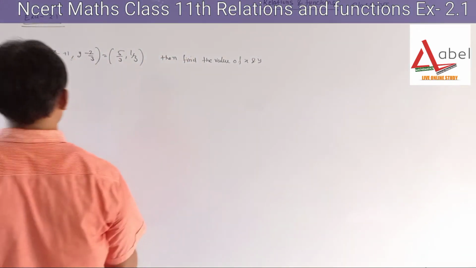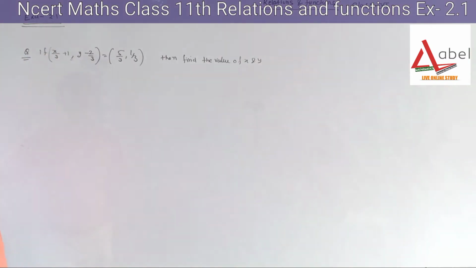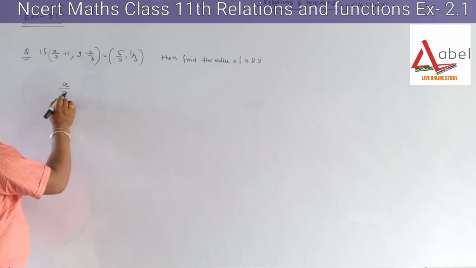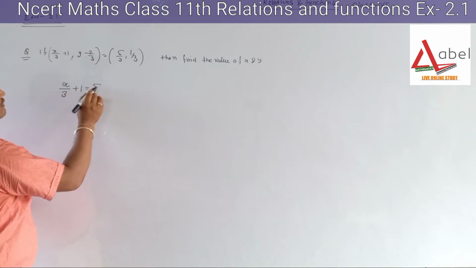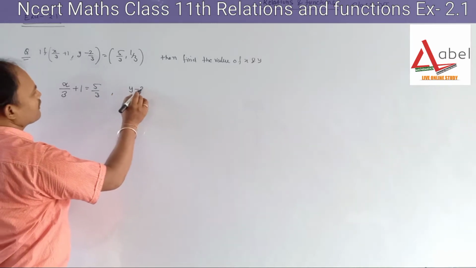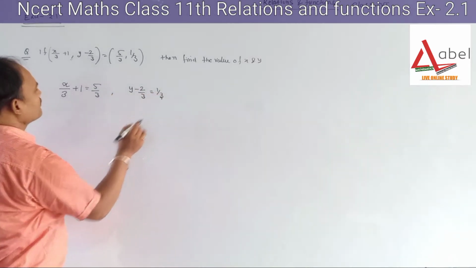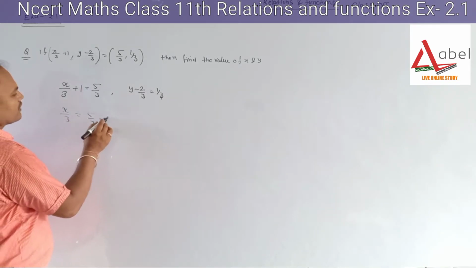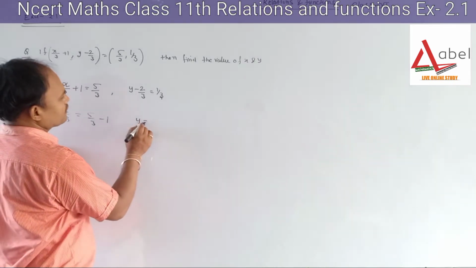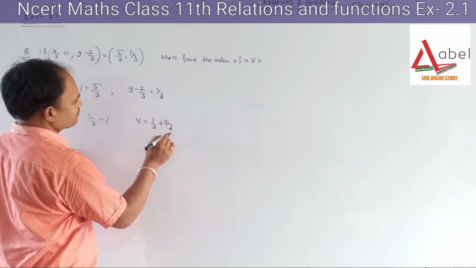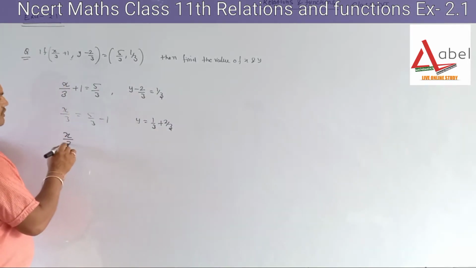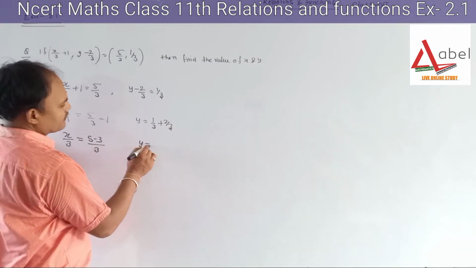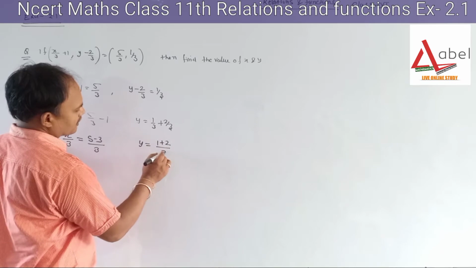So let's see, by ordered pair we can say the first element is equal to the first element and the second is equal to the second. So we can say that x/3 + 1 is equal to 5/3 and y - 2/3 equals 1/3. So x/3 equals 5/3 - 1 and y equals 1/3 + 2/3. So x/3 equals (5 - 3)/3 and y equals (1 + 2)/3.